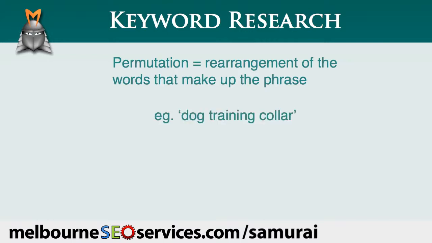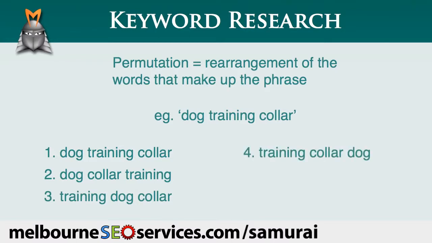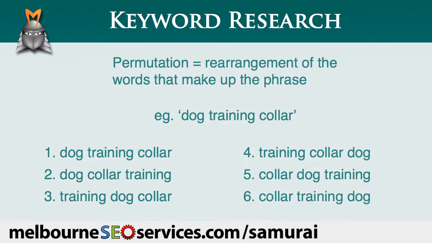The phrase dog training collar has 6 possible permutations. Dog training collar, which is the original phrase, dog collar training, training dog collar, training collar dog, and collar training dog. As you can see, each of these permutations is simply a rearrangement of the words in the original phrase. Let's now take a look at why these permutations are important.